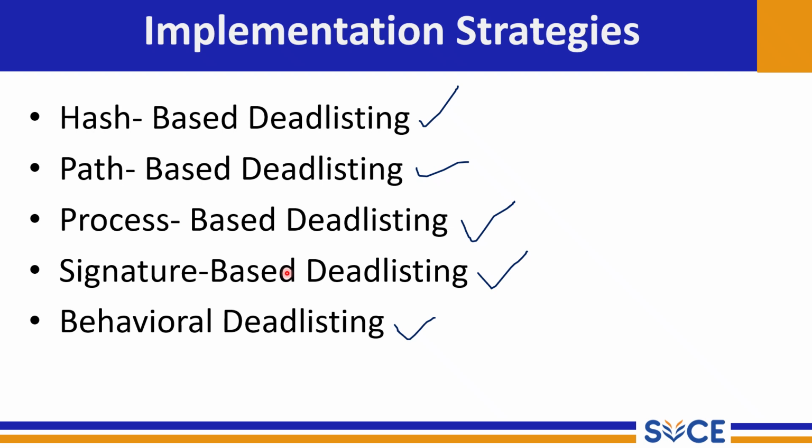And next, complexity. Implementing and managing deadlisting can be complex, especially for large environments. So it requires careful planning, configuration, as well as monitoring. Okay. So these are the common implementation strategies and the challenges we could face, right?